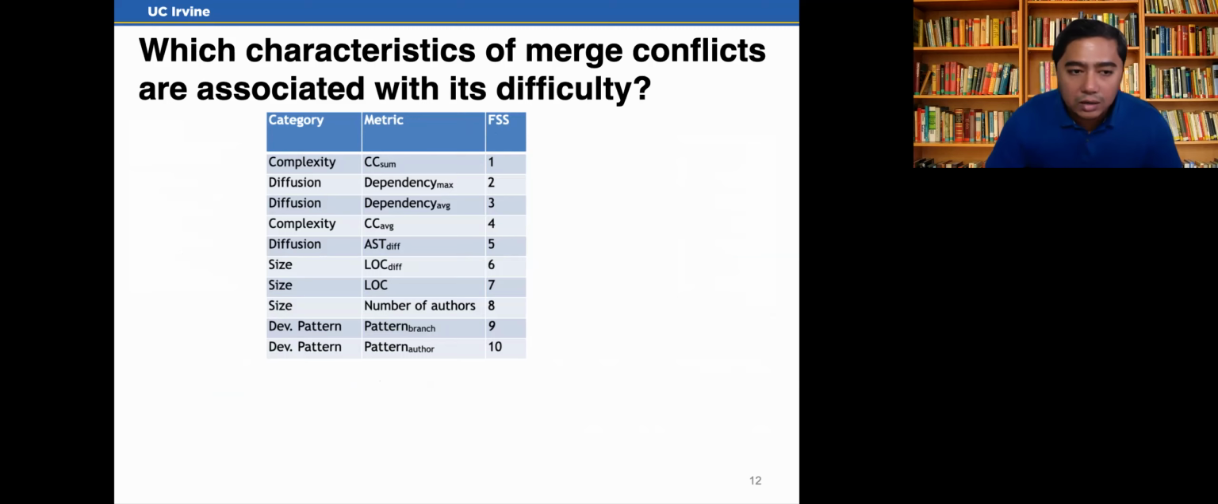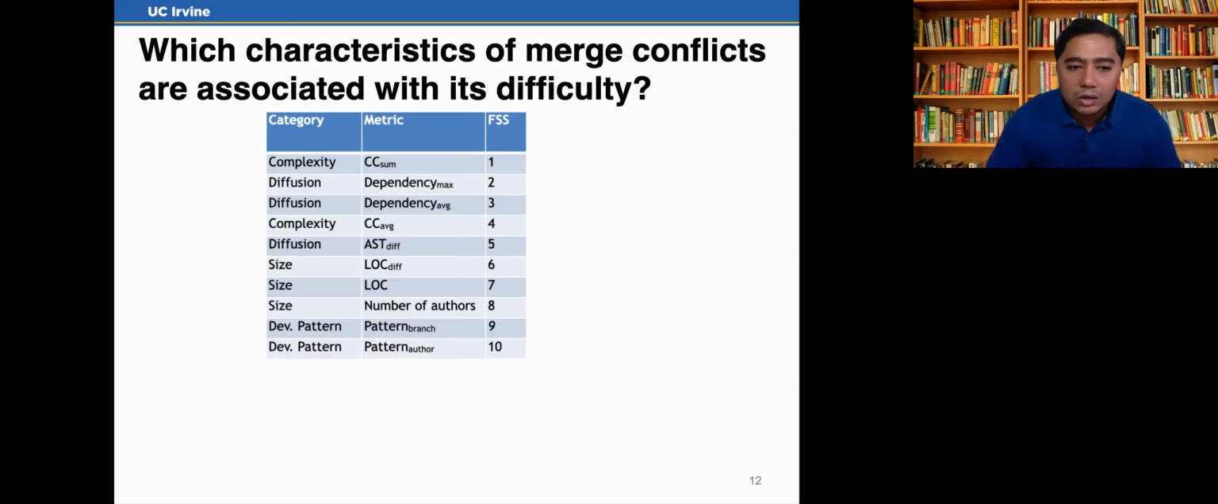Now that we can predict whether a conflict is going to be difficult or not, the next obvious question is, what are the factors that make it difficult? So what we did is we applied a feature subset selection technique on the metrics that were used in the machine learning model, which returned 10 metrics according to their importance. As you can see, complexity is number 1 according to the FSS technique, or feature subset selection technique.